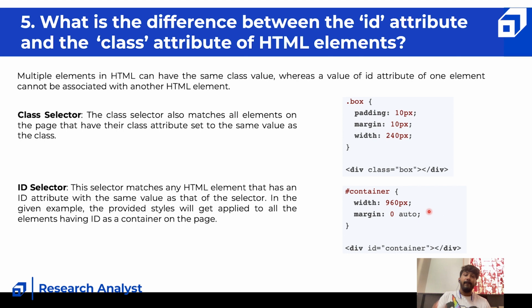But when you want to apply it to multiple HTML tags, and you want all of those multiple HTML tags to have the same CSS, in that case you can go with class. But if you want all of those multiple HTML tags to have different CSS styles, in that case you'll have to go with an ID selector. Okay, so this is the fifth question. Moving on to the sixth question.